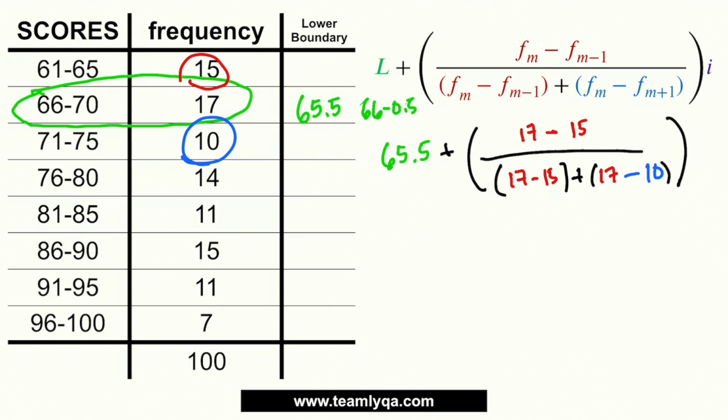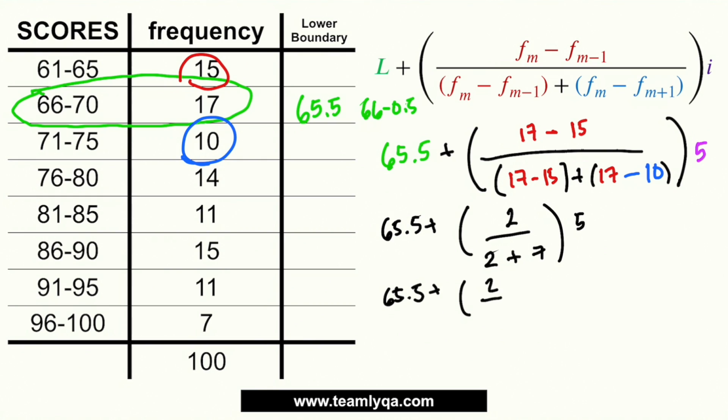So, yan. Tapos, yung ating i or yung size natin ng ating class or class width, 61, 62, 63, 64, 65. Okay? This time, tigli-5 naman sila. So, we put 5 right here. Okay, so solve down lang natin. 65.5 plus 17 minus 15 is 2 over, tapos ito, magiging 2 rin siya, plus 17 minus 10, which is 7 times 5. So, 65.5 plus, we have 2 over 9 times 5.